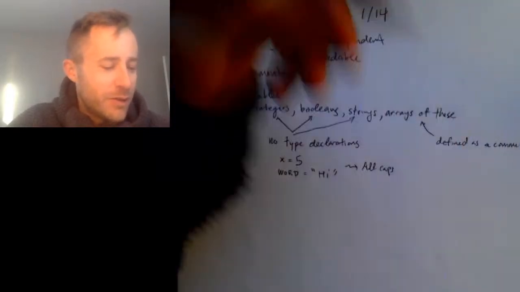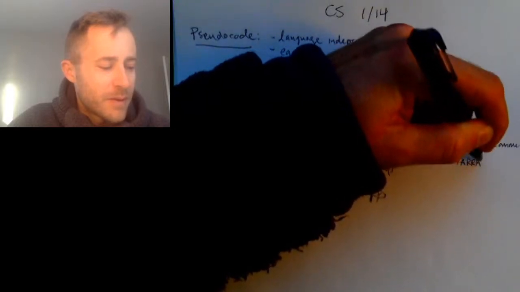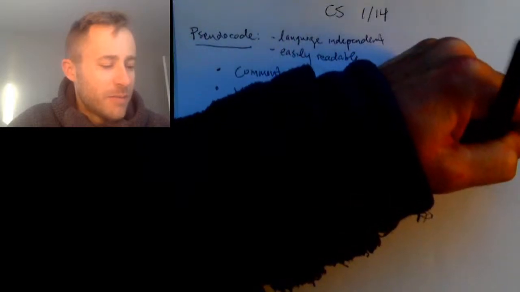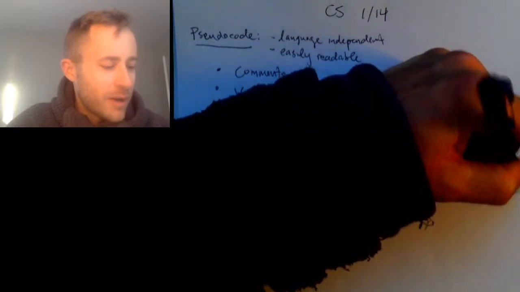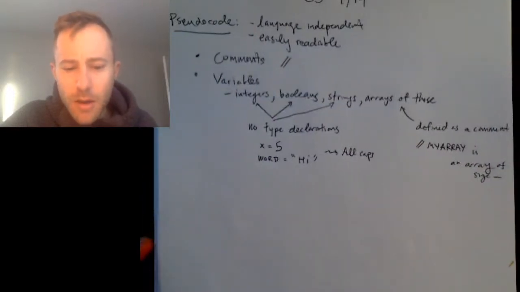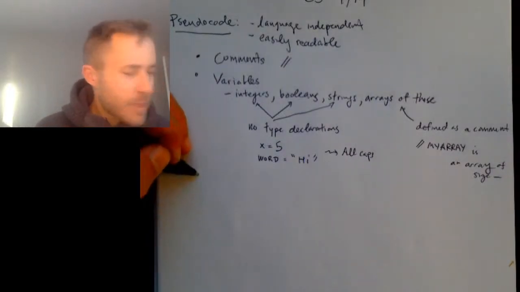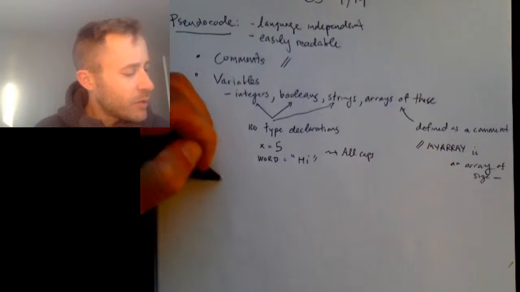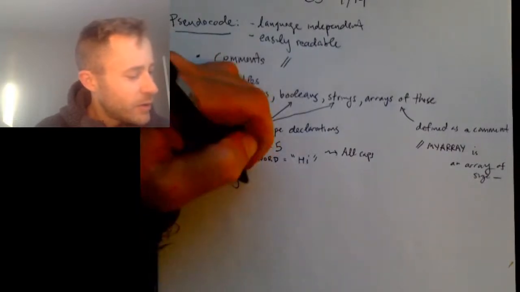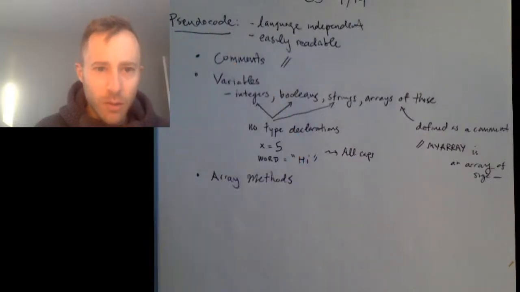So you would say, like, my array is an array of size blank. So there are a number of array methods. Let me talk about the array methods, and they're a little bit different from the way it works in Java.